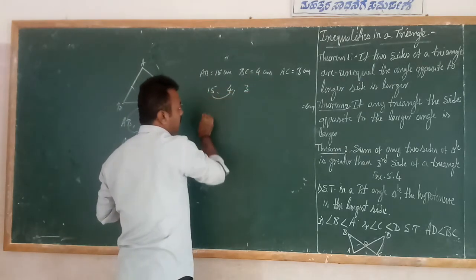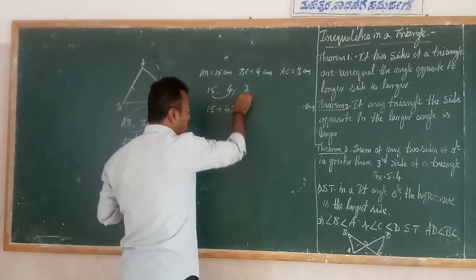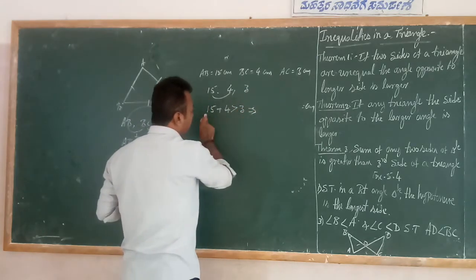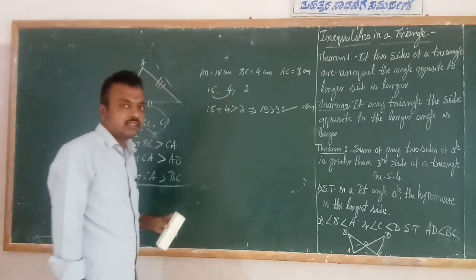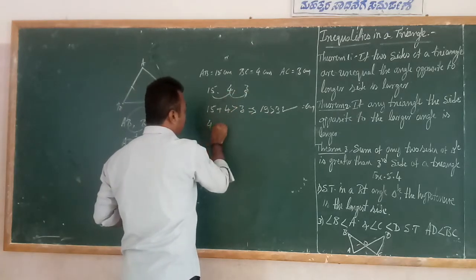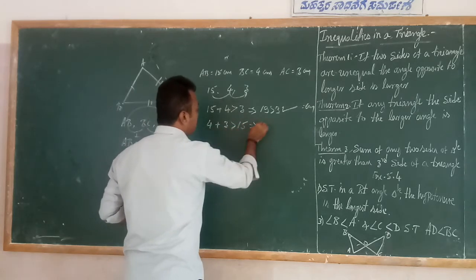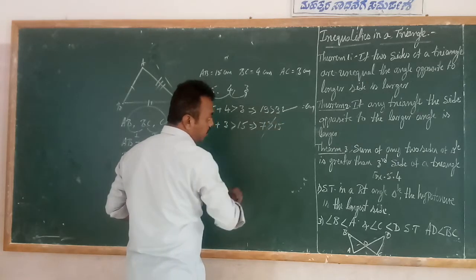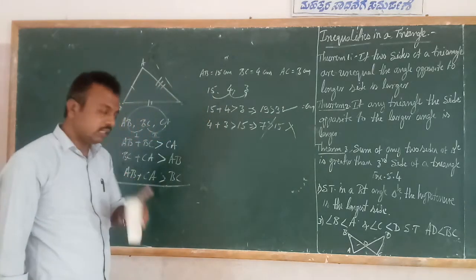First you have to consider first and second. So 15 plus 4 must be greater than the third side. What is the third side? Yes, 3. So it implies 15 plus 4, 19, must be greater than 3. So the first condition is satisfied. Next, the second condition, 4 and 3. 4 plus 3 must be greater than 15. This implies 4 plus 3 how much? 7. Is 7 greater than 15? No, it is not greater than 15. Therefore, the second condition is not satisfied.